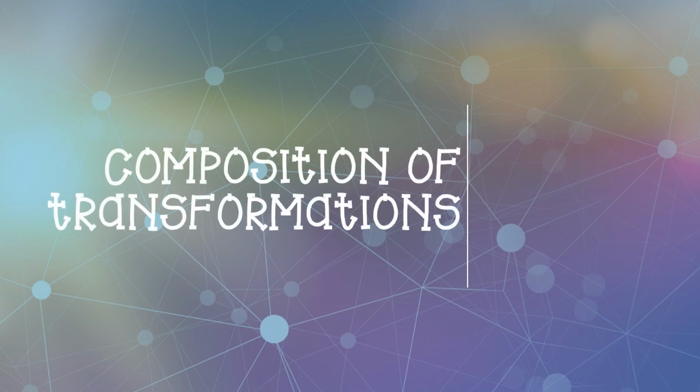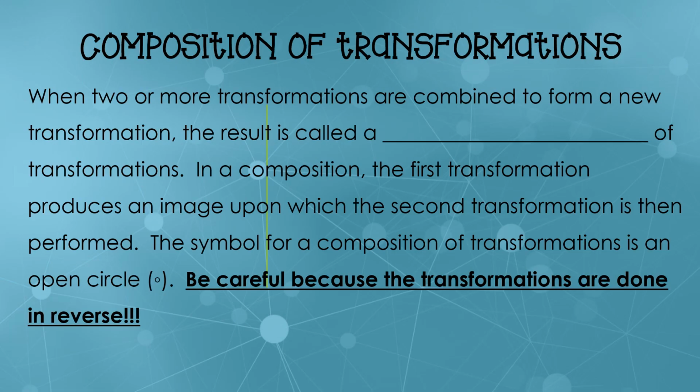So now we will look at composition of transformations. Composition of transformations are when two or more transformations are combined to form a new transformation. The result is called a composition. In a composition, the first transformation produces an image upon which the second transformation is then performed. The symbol for a composition of transformations is an open circle.